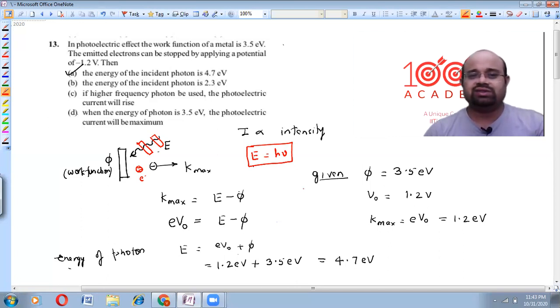And option D says when the energy of the photon is 3.5 electron volt, the photoelectric current will be maximum. If the energy is just equal to 3.5 electron volt, the electrons will come out very few in number, or just barely come out from the surface. So option D is incorrect. The first option is correct. The answer will be A.